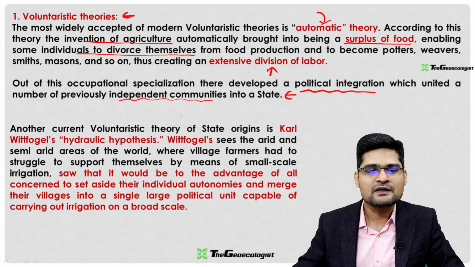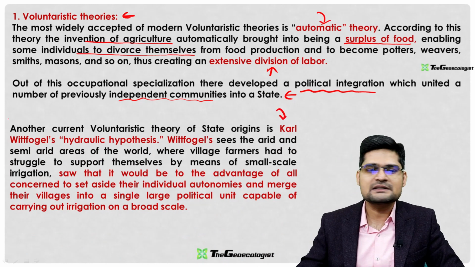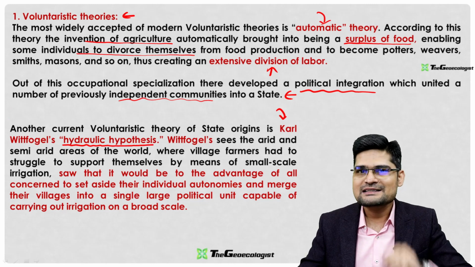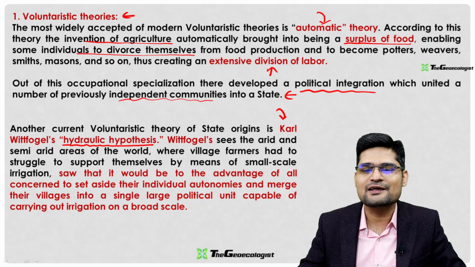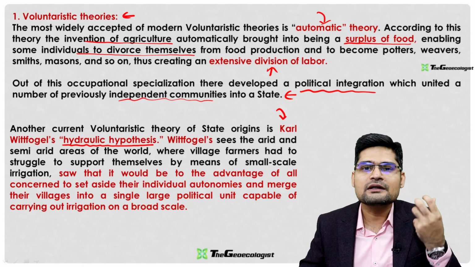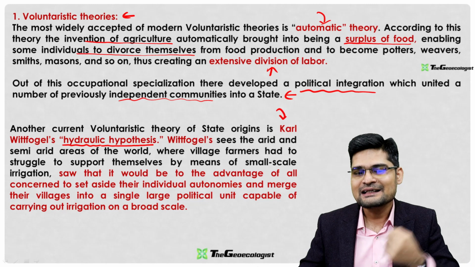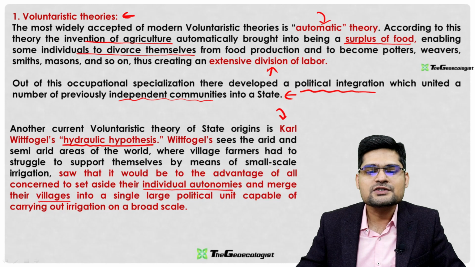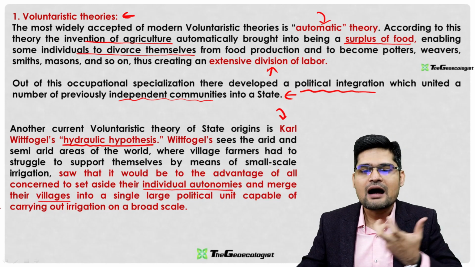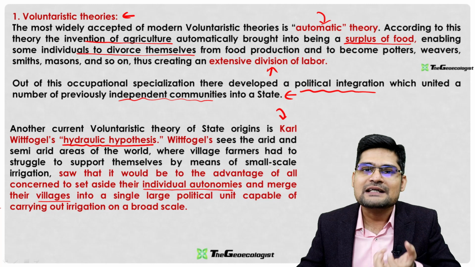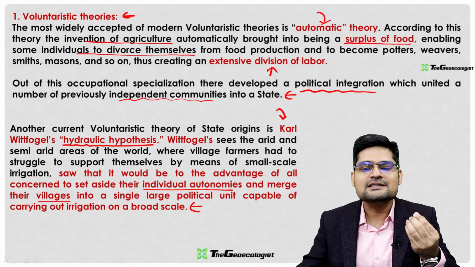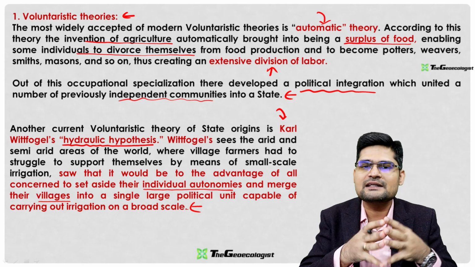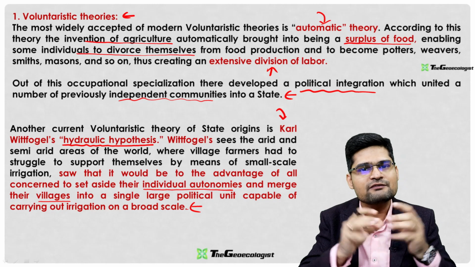So if you observe the scholars who talk about it, one of them is Karl Wittfogel, whose hydraulic hypothesis is very famous. So what does it say? In arid and semi-arid areas of the world, villagers have to work really hard for irrigation. So what did they decide? They decided that it would be an advantage if the individual autonomies were merged, the villages were merged into a single large political unit which would take care of the administrative function, the irrigation on a larger scale. So this was also kind of a voluntary choice of the people. So this is where we say the voluntaristic theories give us a picture of the formation of the concept of state.